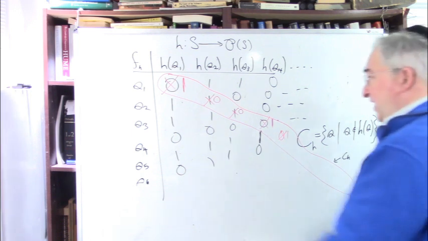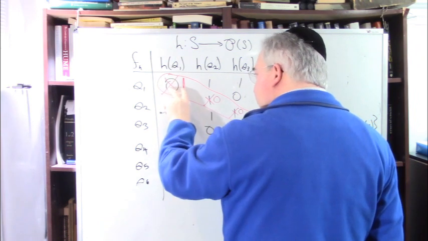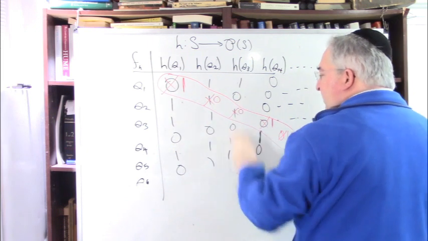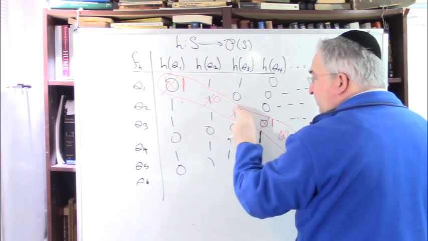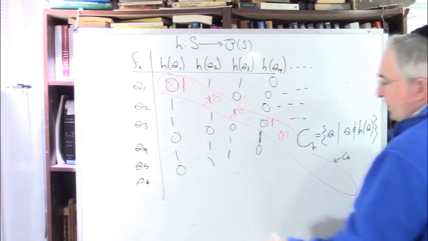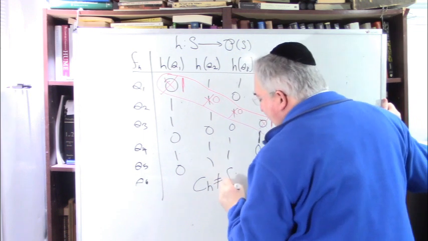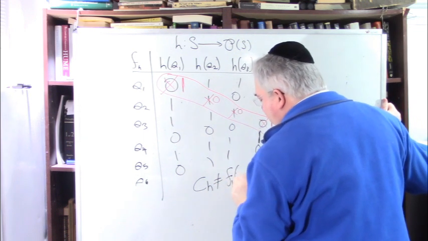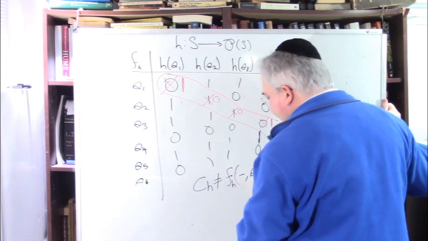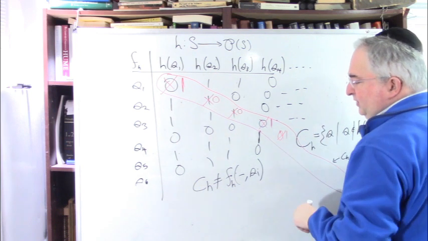And the reason why it's not this row is that it's different than this column right over here. It's not this column because it's different right over here. It's different than every single column. Conclusion: C of H is not equal to F of H for any s. Okay, it's not on any one of these columns.